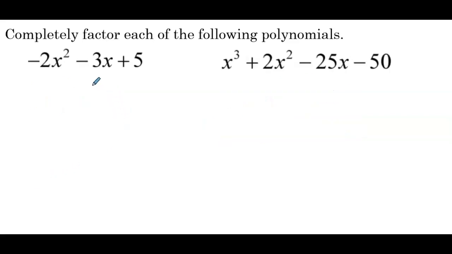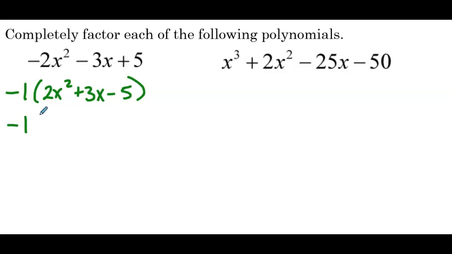Negative 2x squared minus 3x plus 5. Again, factoring a trinomial with a positive leading coefficient, just a little bit easier. Other than that, I don't see any common factor. So let's factor out a negative 1, and we'd have 2x squared plus 3x minus 5.